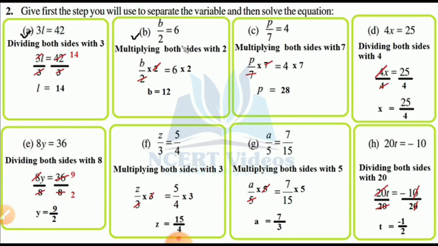Look at the question C. P divided by 7 is equal to 4. Yes, what can we do here? Multiply. You are right. Correct. So P divided by 7 multiplied by 7 is equal to, right side also we have to multiply with 7. So left side 7 will cut. Right side you are having 4 into 7. 4 7s are 28.